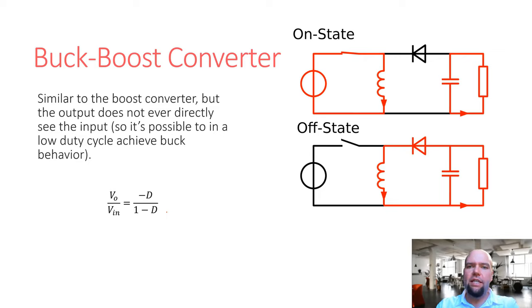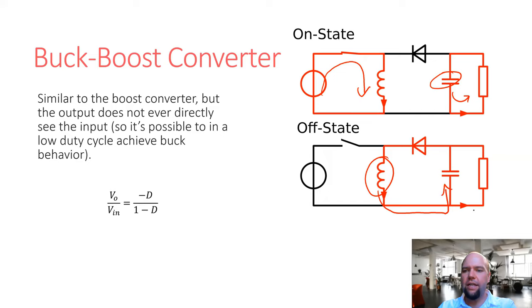In the on state, we are storing energy in this inductor the same way that we did with the boost converter. While we're doing that, this capacitor is still providing current to our circuit. Then in the off state, the energy that was stored in the inductor is now charging this capacitor and powering our circuit. This is a fairly straightforward design.